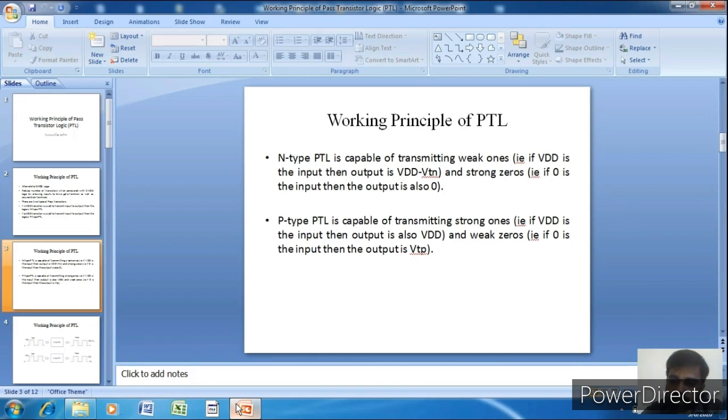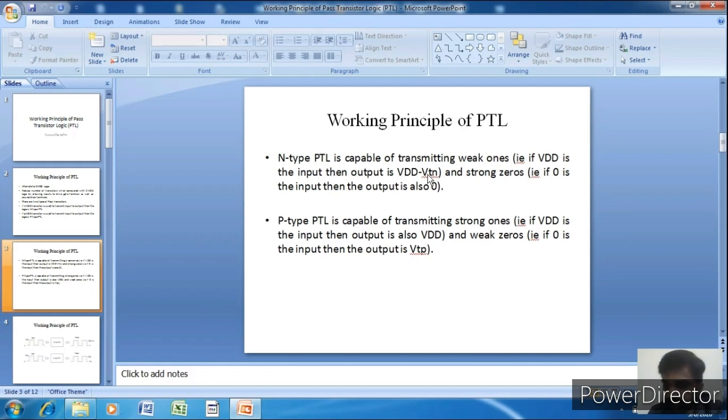So I want to pass this logic 1 or VDD to the output through an NMOS transistor or N-type pass transistor logic. But if we use an N-type pass transistor logic, our output will be VDD minus VTN. It is not VDD, it is VDD minus VTN. So we are trying to pass a VDD or a 1 to output through an N-type pass transistor logic, but we will get only VDD minus VTN.